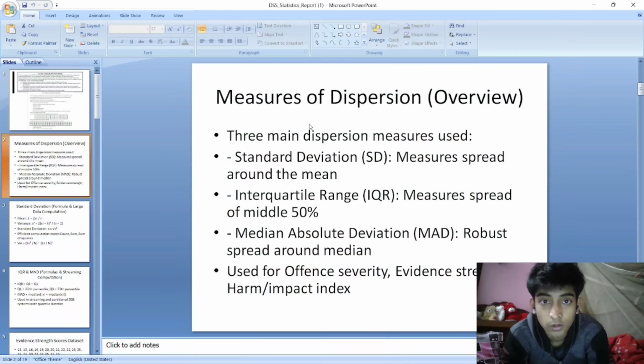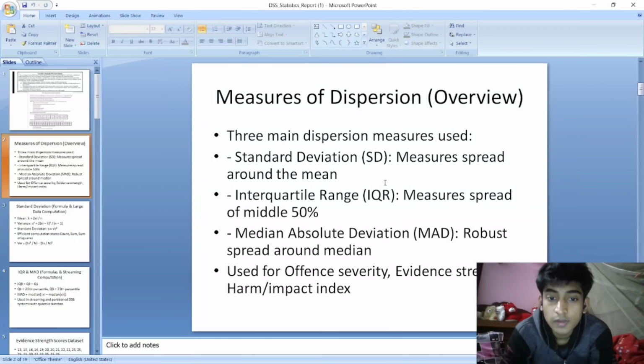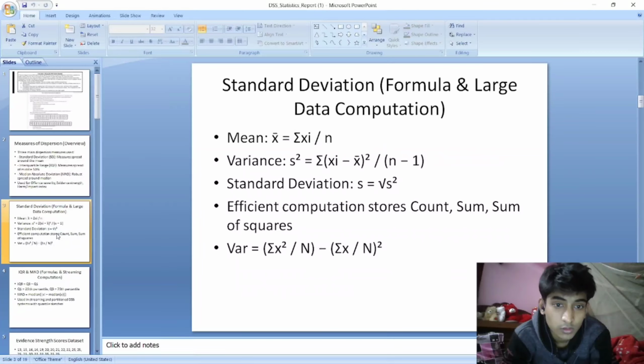So we want three statistical measures of dispersion for our complaint data, right? Our first dispersion method is standard deviation, which measures the spread around the mean. Second is interquartile range, which measures the spread of the middle 50%. And then we have median absolute deviation, which is a more robust metric for spread around the median, right? These three methods are often used as indexes or metrics to evaluate our classifier or classifying reports, right? So let's discuss it.